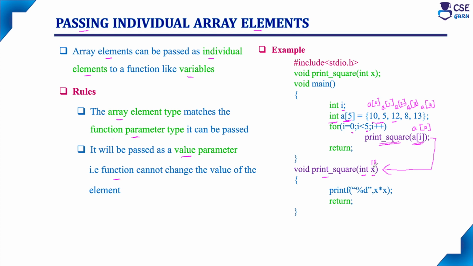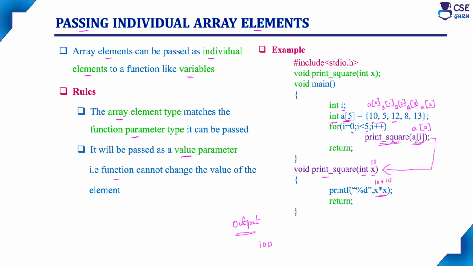Now the x variable will hold 10. Okay, and inside this function it will print x into x. So 10 into 10. So the output we will get here is, first it will print 100.